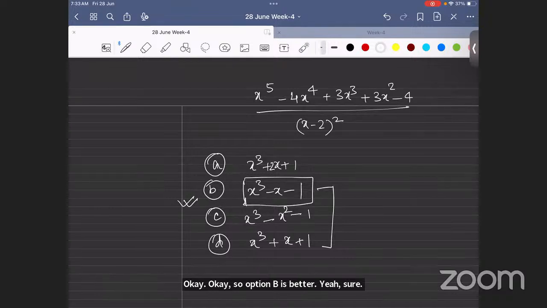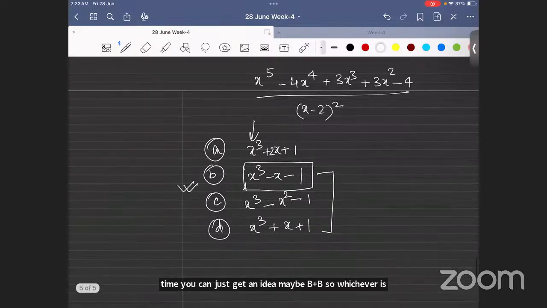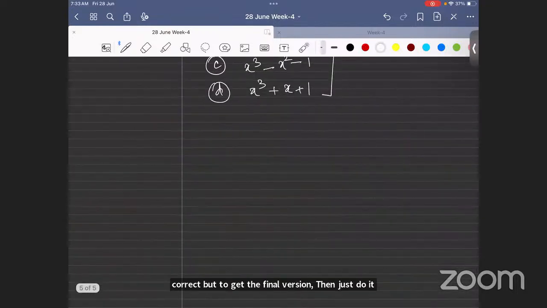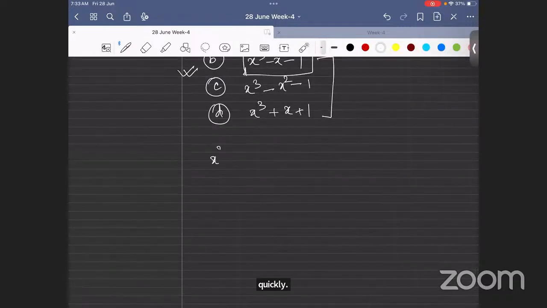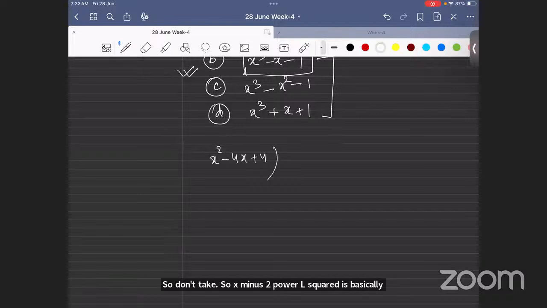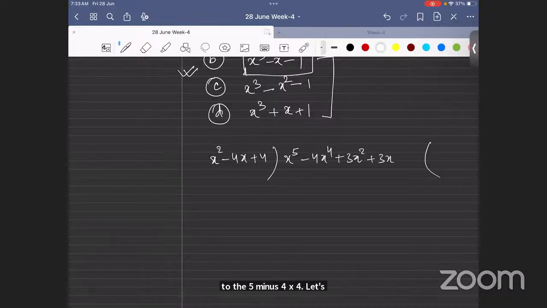Okay, let me see where I went wrong. So from the number of terms also, you can get an idea, but x cube you'll not be able to. The first term is being given the same. From the second term, you can get an idea, maybe B and D, whichever is correct. But to get the final version, you'll have to divide it. I'll just do it quickly. So (x minus 2) whole square is basically x square minus 4x plus 4, and then you have to divide x to the power 5 minus 4x to the 4 plus 3x cube plus 3x square minus 4.